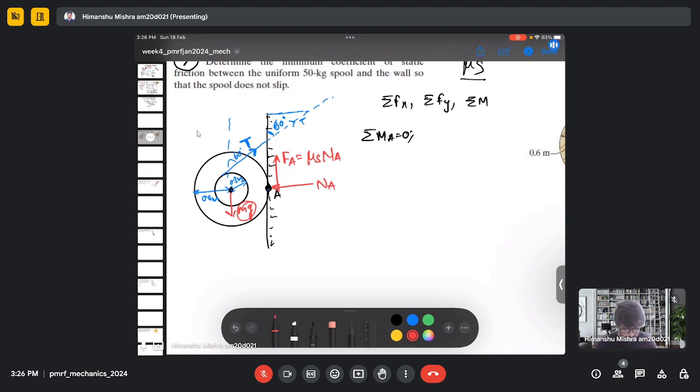If I do the moment balance at point A, then I don't need to consider these forces. If I do the moment balance at the center, then I need to consider the friction forces as well. But in order to write the tension force in terms of the weight or the normal reaction, let's do the moment balance at point A, because then we can directly consider the tension force as well as the weight force.